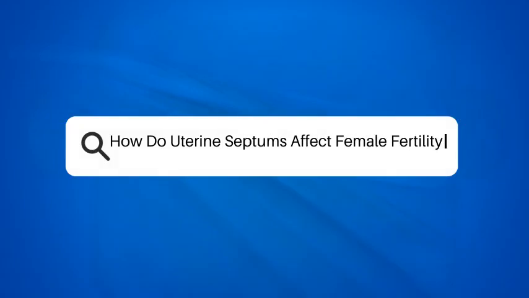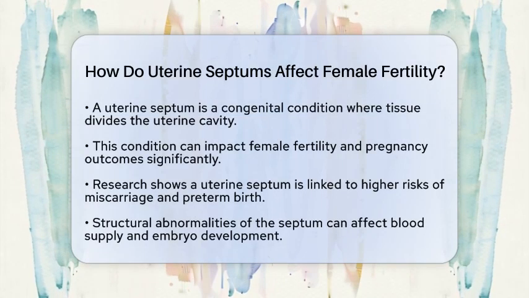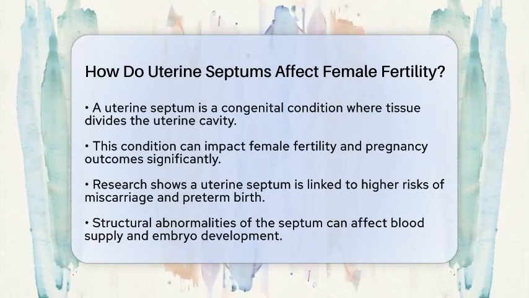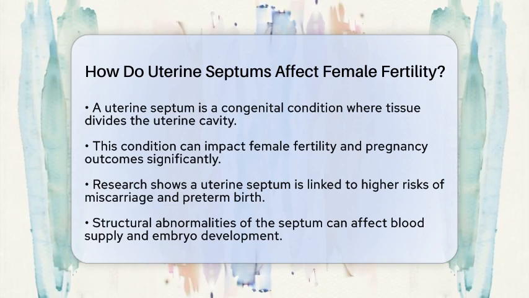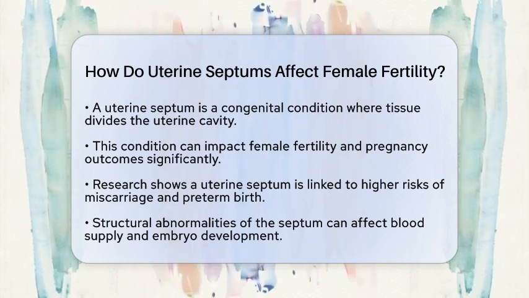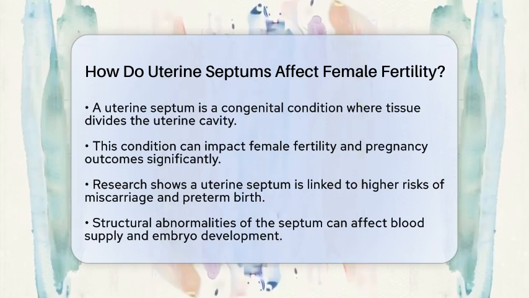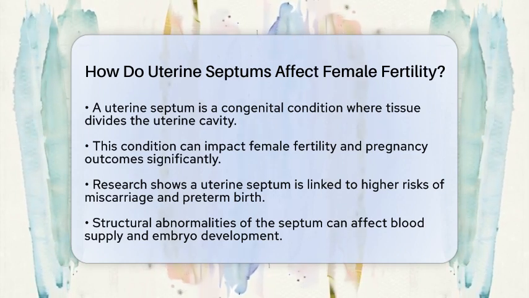How do uterine septums affect female fertility? Have you ever wondered how a uterine septum might influence a woman's ability to conceive? A uterine septum is a congenital condition where a fibrous or muscular tissue divides the uterine cavity either partially or completely. This condition can have significant implications for female fertility, particularly regarding pregnancy outcomes.